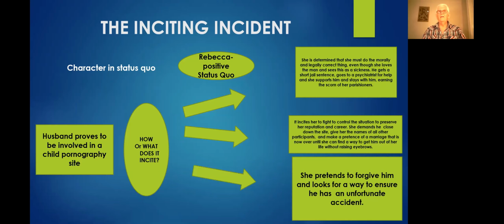All right, there are the three possible inciting incidents for three possible scenarios. How about that? It's your turn. It's time you did one of these, I think.